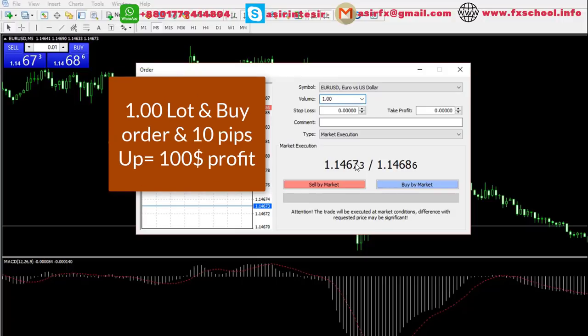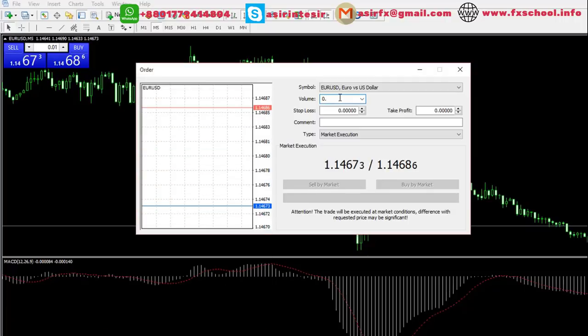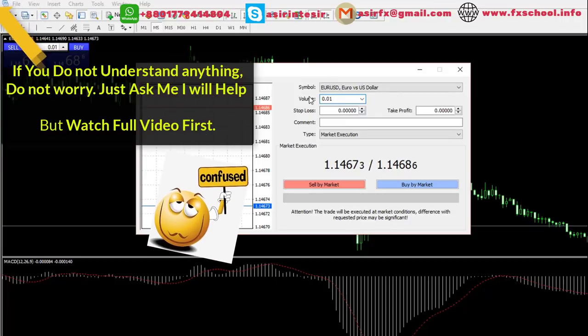But if you have a small account, you have to set your volume 0.01. It means if the market goes 100 pips your way, like you open a buy order and the market goes 100 pips up, you will make $10 profit. So every pip you will make 10 cent profit or 10 cent loss. So this is the volume. So I think you also understand how to calculate the pips.